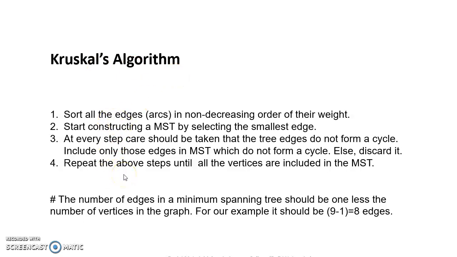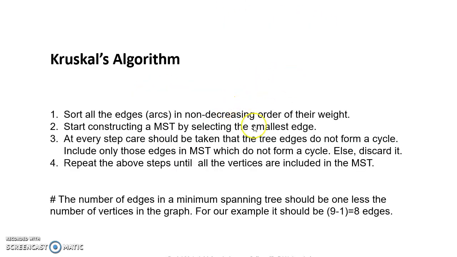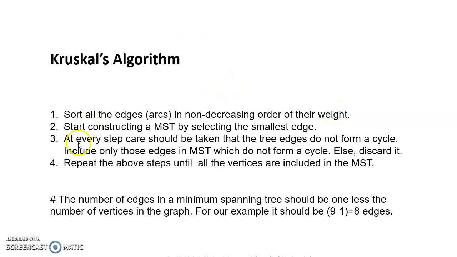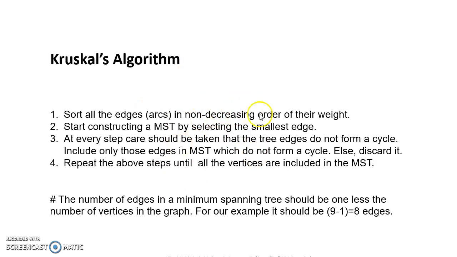The first step of the algorithm is to sort all the edges, all the connections in the network, in ascending order of magnitude, in non-decreasing order of their weights. Weights are the connections, the distance. Start constructing a minimal spanning tree by selecting the smallest connection, the connection with the smallest weight.